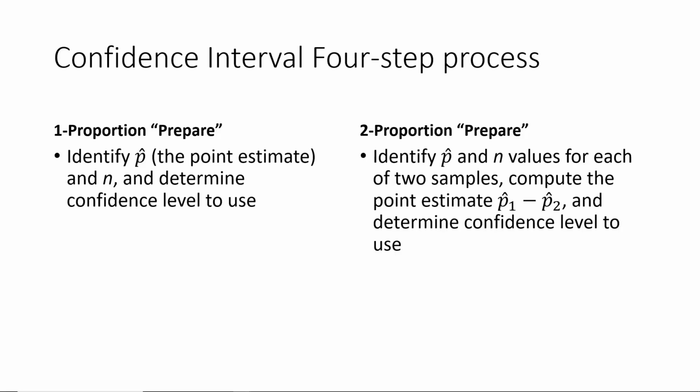for a one proportion problem in Chapter 5, we're going to first of all look at the differences between the prepare steps. So in a one proportion problem, we identified the sample proportion as a point estimate and the sample size, and then we determined what confidence level to use. In comparison with that, for a two proportion confidence interval, we identified the sample proportion and sample size values for each of two samples, and then we computed a point estimate that consisted of the difference of the two sample proportions and determined a confidence level to use.